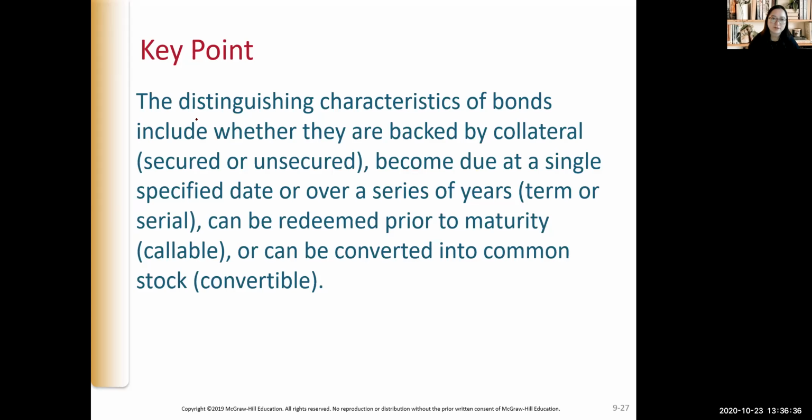So the key point here is distinguishing the characteristics of a bond, including whether they are backed by collateral, secured or unsecured loan; whether they become due at a single specific date or over a series of years, called a term or serial bond; or can be redeemed prior to maturity, which is called a callable bond. We're also going to talk about the retirement of the bond, and then you will see the callable choice is very important. Or it can be converted into common stock, which is a convertible bond. So for now you need to know these different types of bonds.